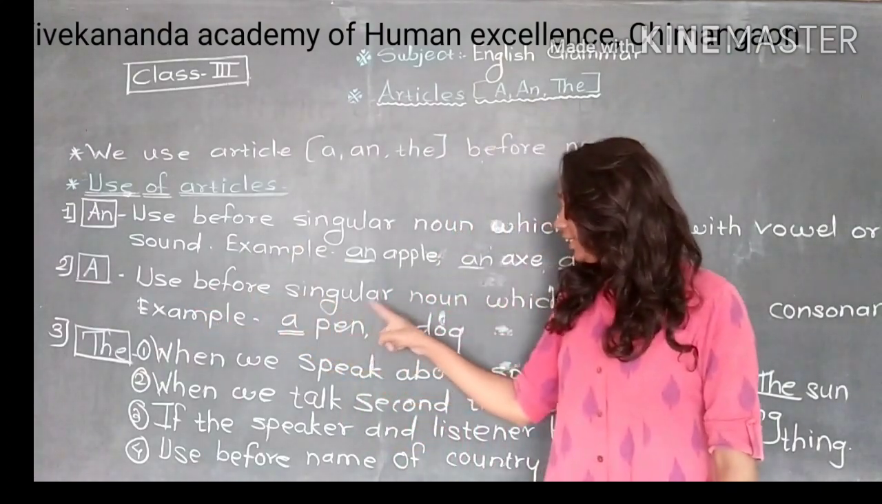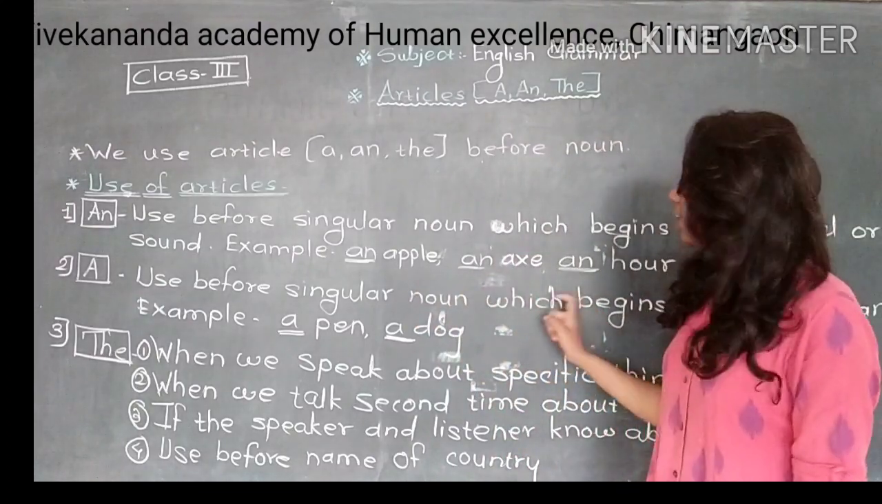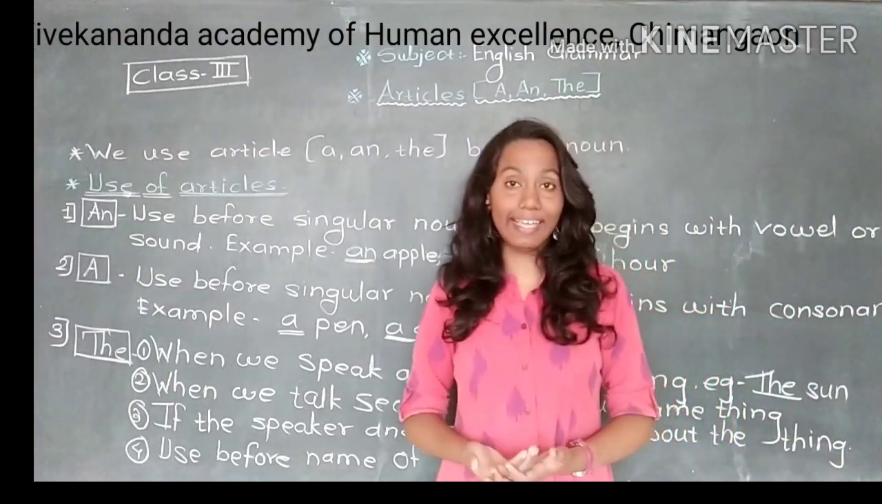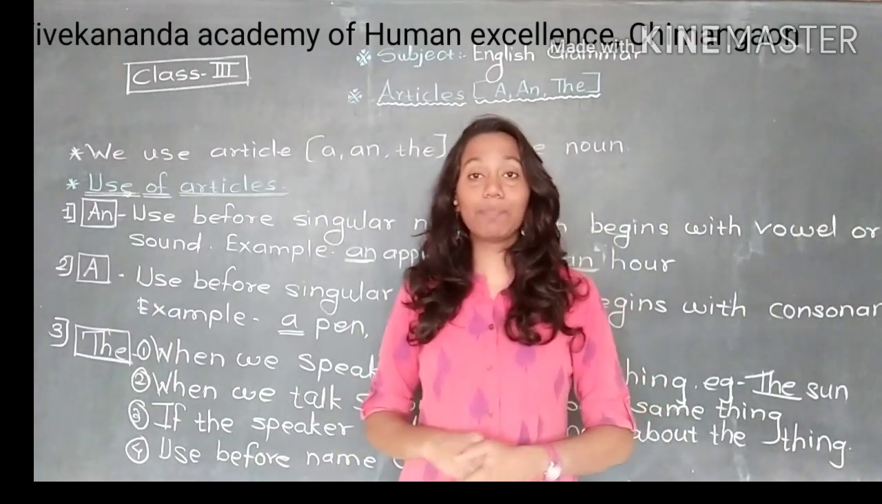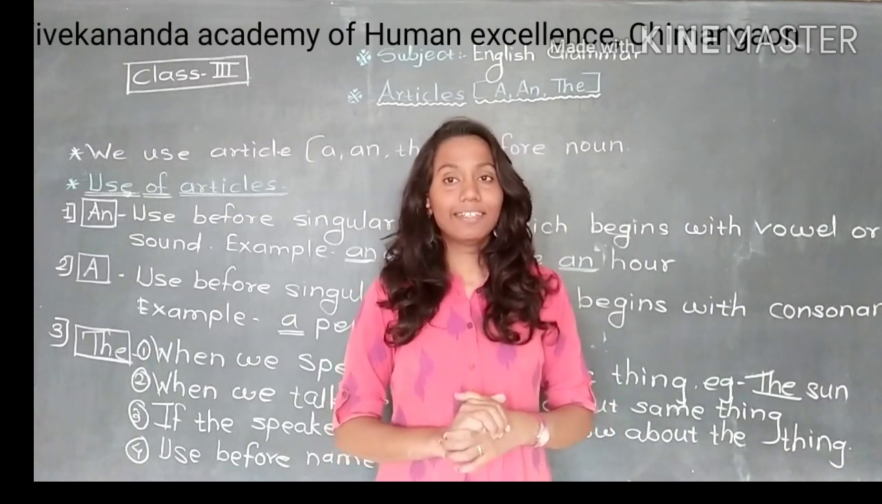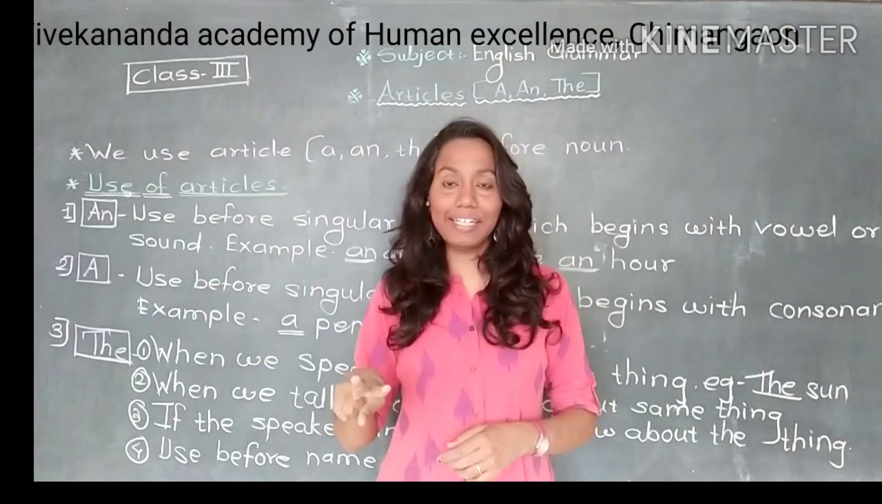Use before a singular noun which begins with a consonant. Now, how to use A, this article? When we are talking about singular, it means only about one thing. This rule is for both articles, A and AN.